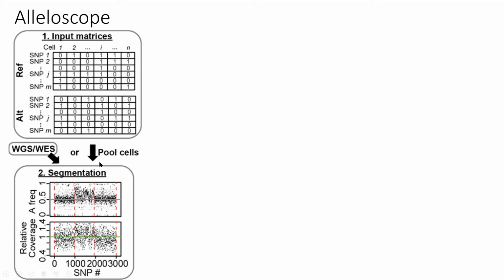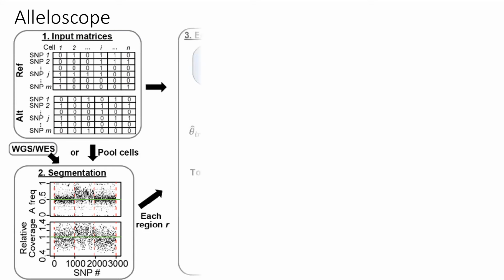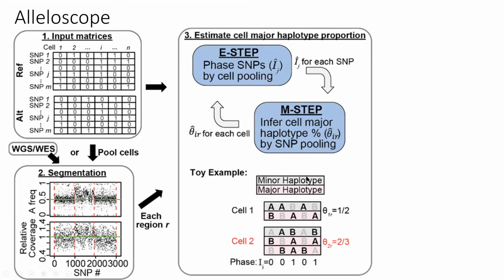If you are working with ATAC-seq data, then we recommend using the whole genome sequencing or whole exome sequencing that is matched with the sample to do this segmentation, so that you start with regions that are defined by DNA. Then for each region, what we do next is we simultaneously phase the SNPs in that region and infer the cell-specific major haplotype proportion by iteratively pooling across cells for the phasing and pooling across SNPs for the cell major haplotype proportion estimate. It's nice that in the model, there's a natural way to do this with the EM algorithm.